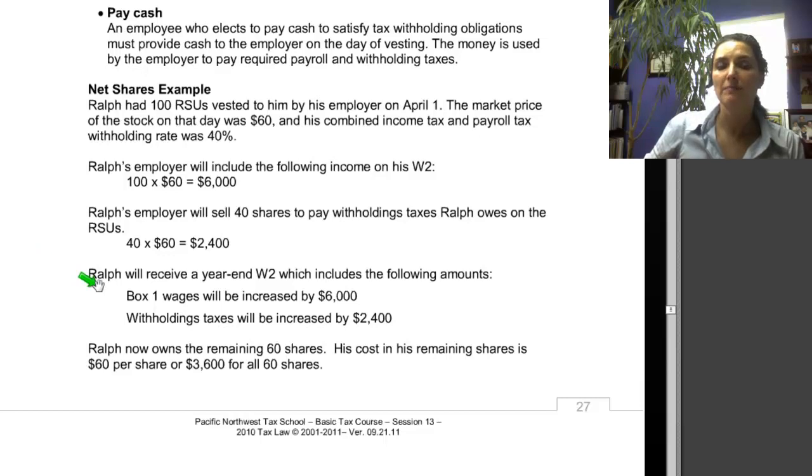Box 1 wages have been increased by $6,000 and withholding taxes have been paid by $2,400. Ralph now owns the remaining 60 shares, and his cost in his remaining shares is $60 a share, or $3,600 for all 60 shares. So in essence, he started with 100, but to not have to pay taxes on the 100 shares, 40 of those shares were sold off, and the money from those 40 shares, in fact, paid the taxes he owed on all 100 shares. So in the end, he's paid $2,400 of tax, and he has 60 shares left to show for it.